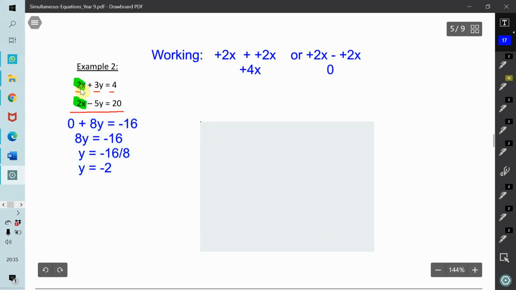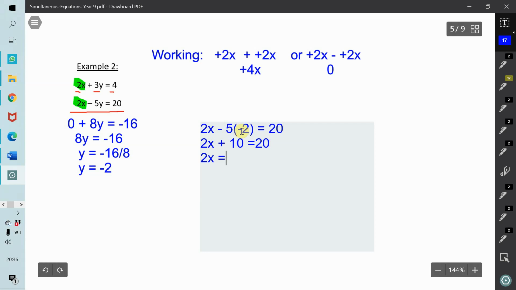So I found my value of y. I need to find my other letter, which is x. Let me choose the second equation to substitute. So I've got 2x minus 5, instead of the letter y, I substituted by minus 2 equals 20. 2x, the two minuses make a plus. 5 times 2 is 10 equals 20. 2x equals 20 minus 10. 2x equals 10, so x equals 10 division by 2.